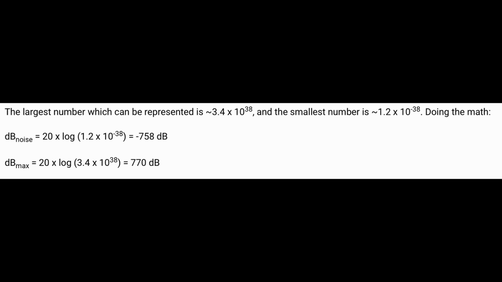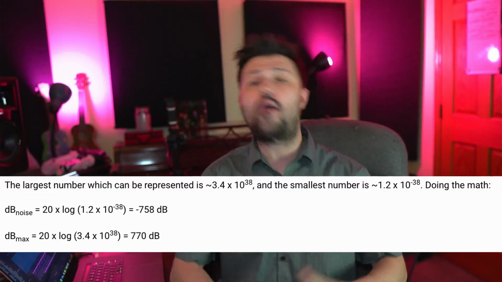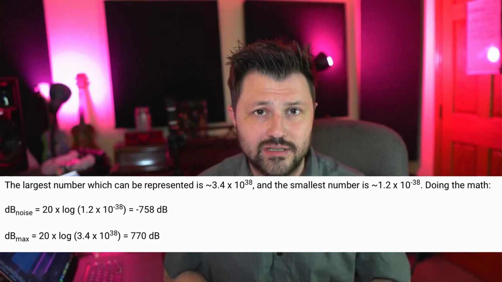So even though we're using only about 33% more space to store it, we're able to store significantly more information, which means the dynamic range has improved up to 1,528 decibels of dynamic range. So now the noise floor sits at negative 758 dBFS. And the loudest noise that could be reproduced is 770 dBFS. Anyway, so back to 32-bit floating point.